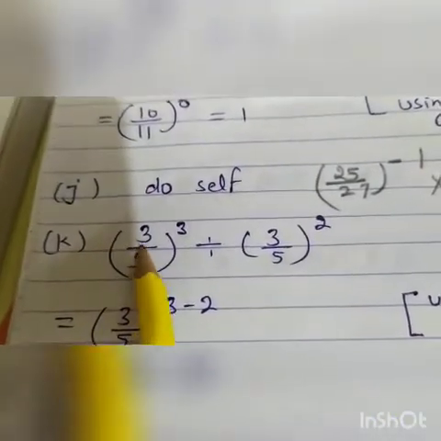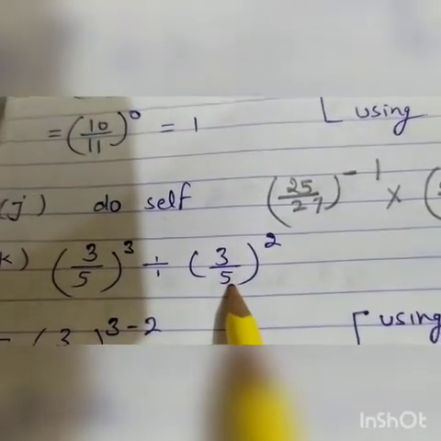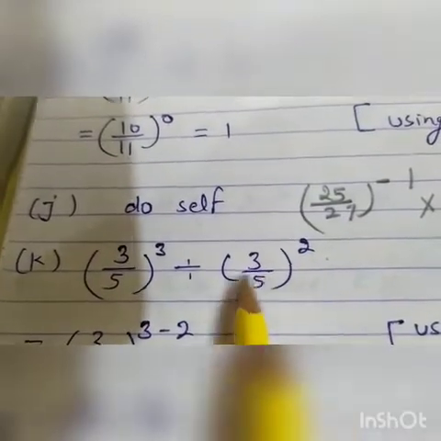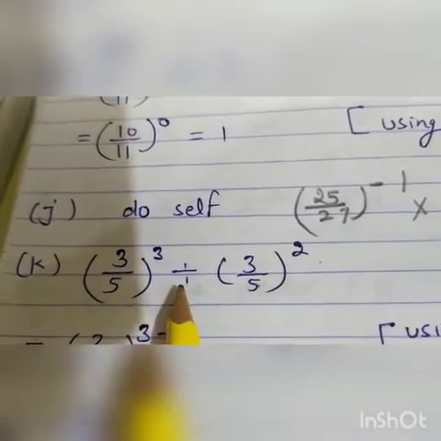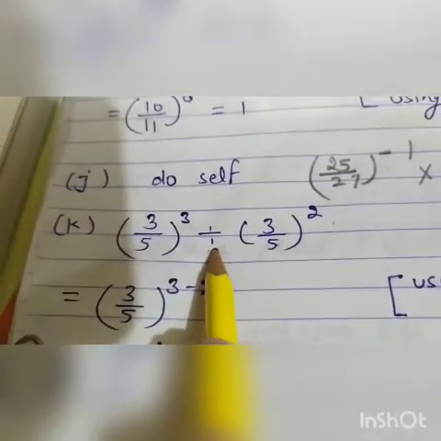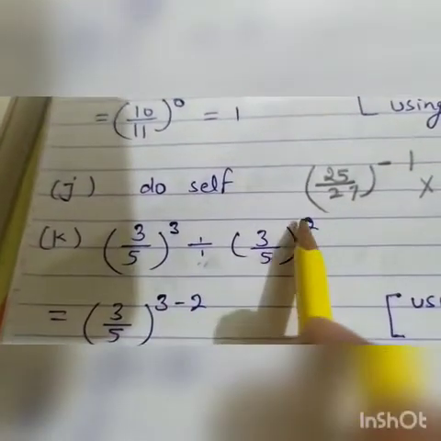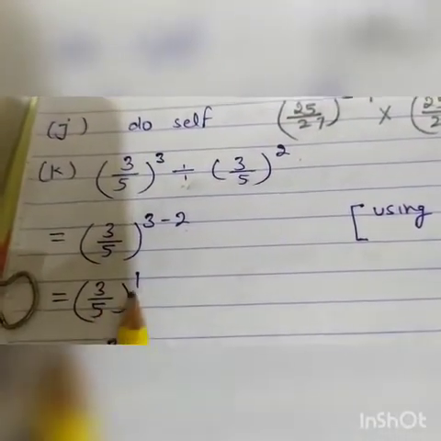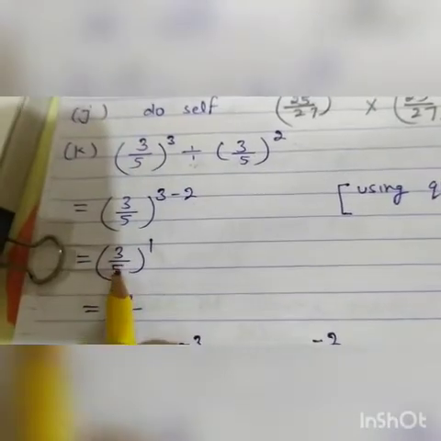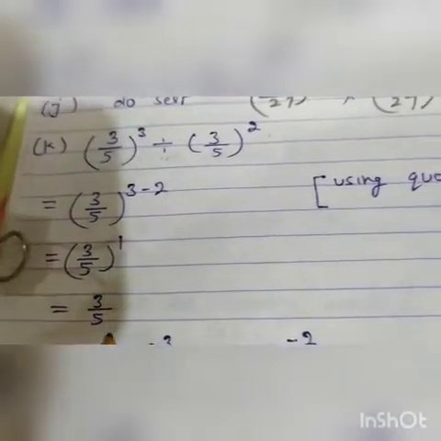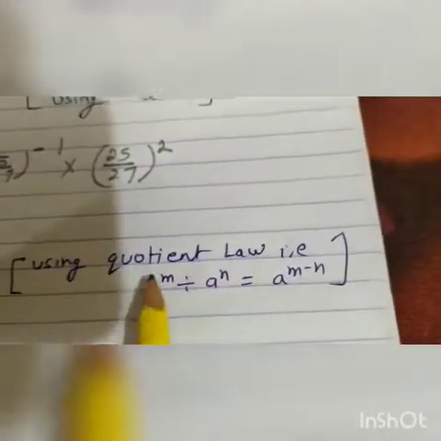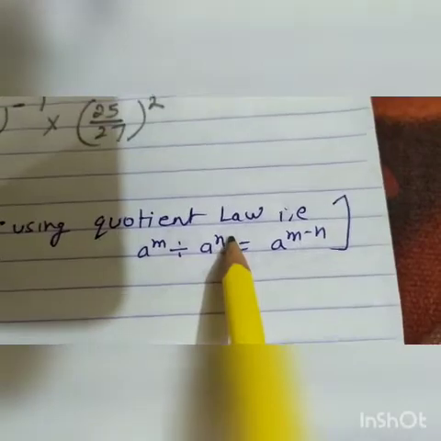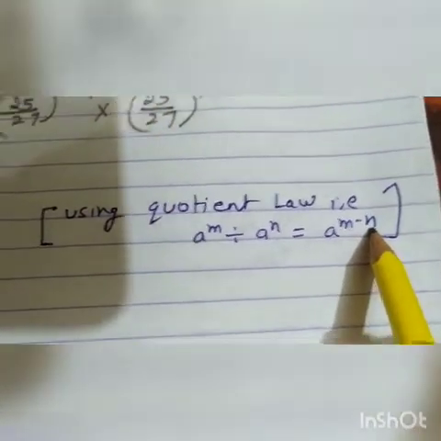Now come to K, 3 upon 5 power 3 divided by 3 upon 5 power 2. In this case, both the bases are same, but in place of the multiplication sign, we have a division sign. So in case of division, we subtract the powers. 3 upon 5 power 3 minus 2, it is 3 upon 5 power 1. So the value of 3 upon 5 power 1 will be 3 upon 5. Which law are we using here? Using the quotient law, that is a power m divided by a power n is equal to a power m minus n.